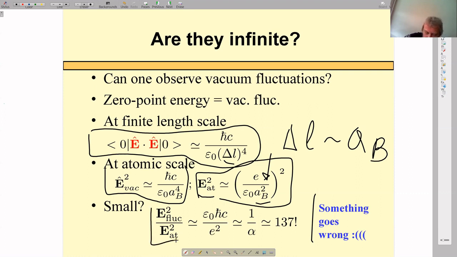This is proportional to a power of the Bohr radius. This is as well, so they should cancel. Somehow we have something which doesn't depend on the Bohr radius, and we encounter our Euler quantity alpha. The only point, it's 1 over alpha. So we find that vacuum fluctuations of the electromagnetic field at atomic scale are about 100 times more important than the field coming from the proton.